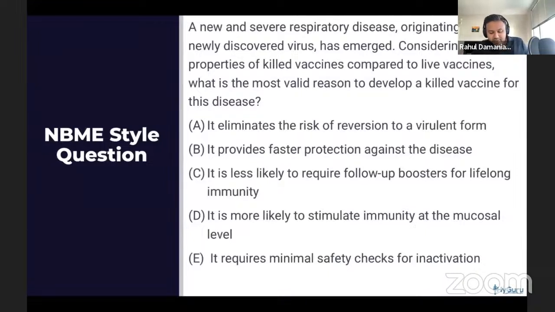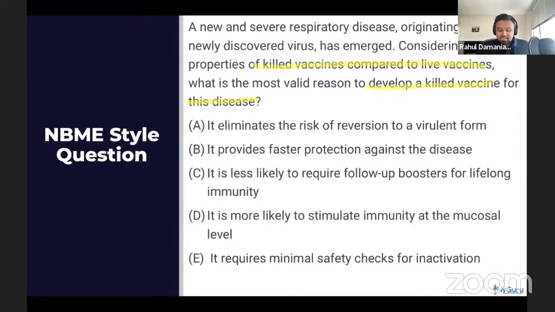Considering the properties of killed vaccines compared to live vaccines, what is the most valid reason to develop a killed vaccine for the disease? A new and severe respiratory disease originating from a newly discovered virus has emerged. Considering the principles of killed vaccines compared to live vaccines, why do you want to develop a killed vaccine?